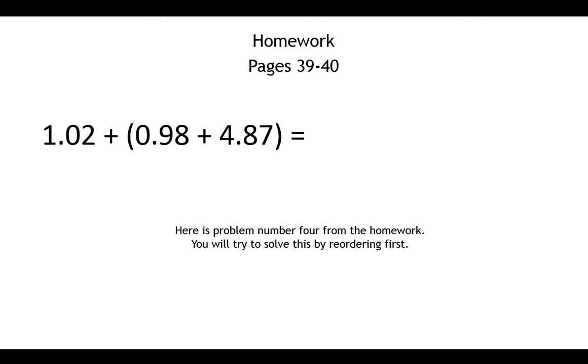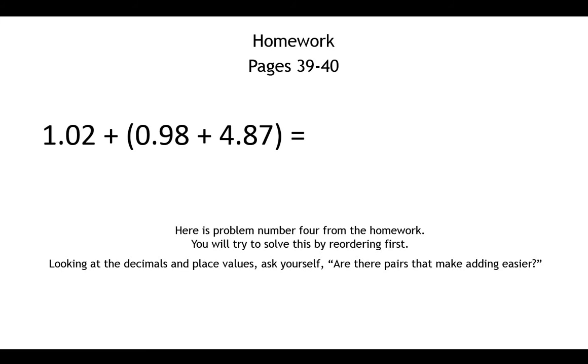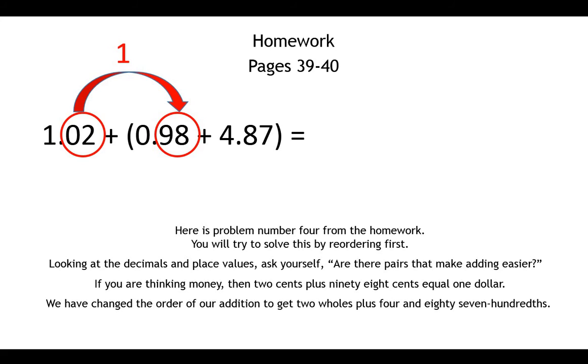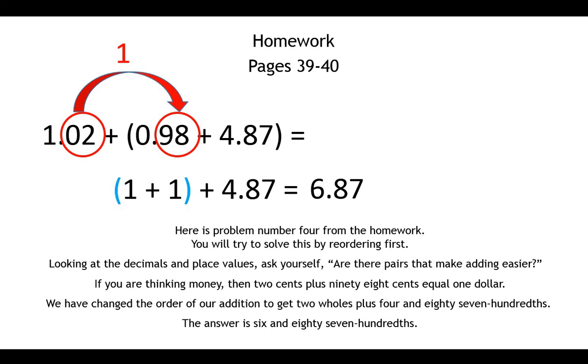Here's problem number 4 from the homework. You will try to solve this by reordering first. Looking at the decimals and place values, ask yourself, are there pairs that make adding easier? If you are thinking money, then 2 cents plus 98 cents equal $1. We have changed the order of our addition to get 2 wholes plus 4 87/100ths. The answer is 6 87/100ths.